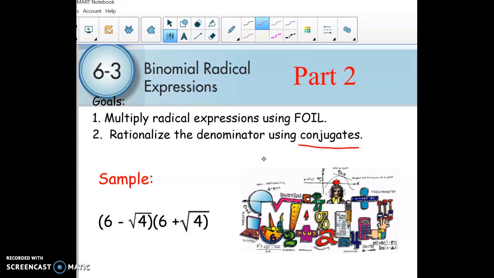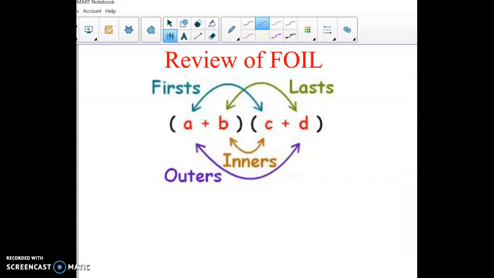And that's actually a preview of what conjugates are. They look like that, where they have the same real parts and then the same radical parts. And all that's different is one's a plus and one's a minus. And when that happens, it's called conjugates. We'll get a formal definition later.